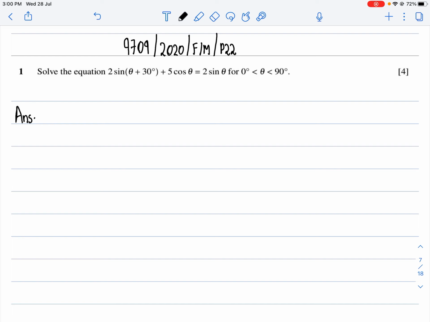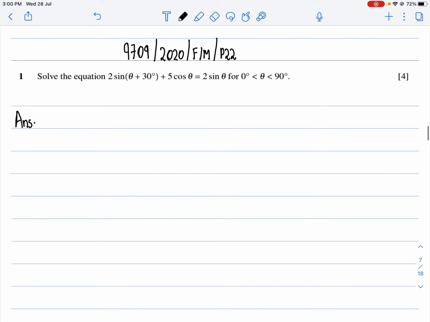So here, first you need to identify. As you can see, I have the sine compound angle formula, which can be used. So I can write this as 2 multiplied by, I know that the sine compound angle formula is sine (A plus B) equals sine A cos B plus cos A sine B. This is what the compound angle formula is.